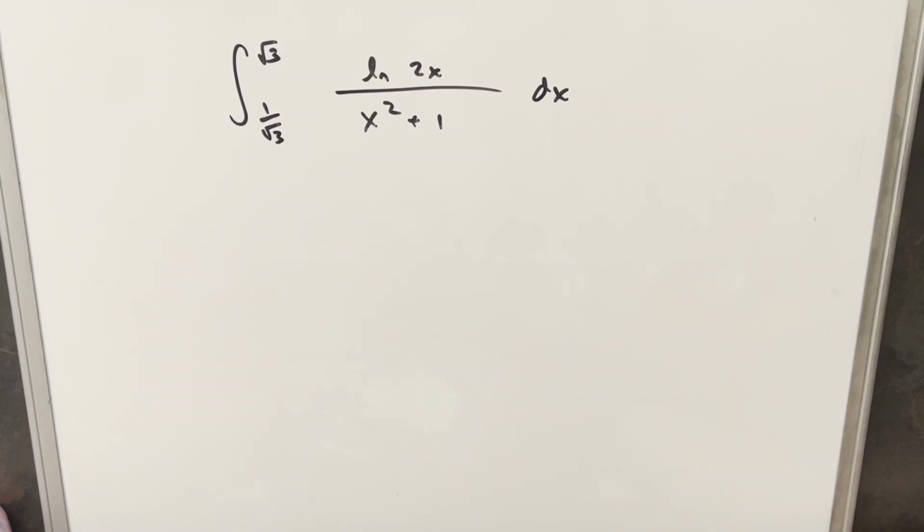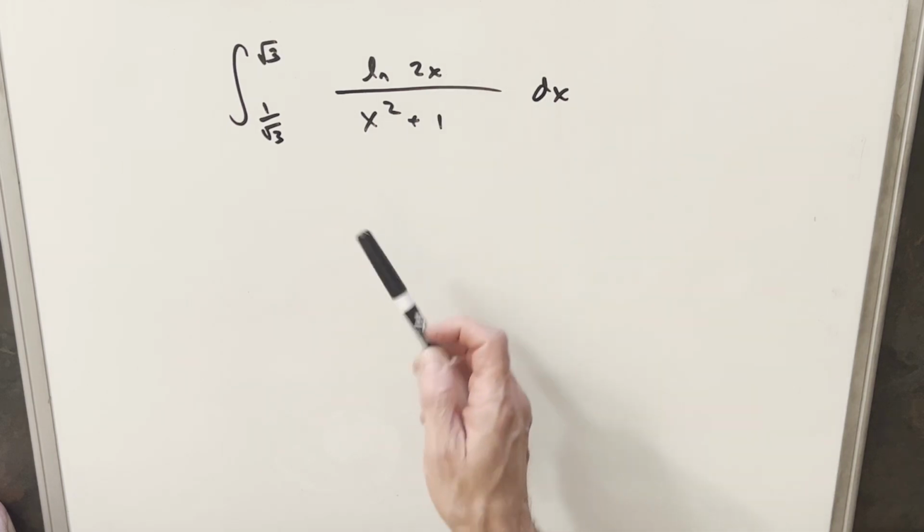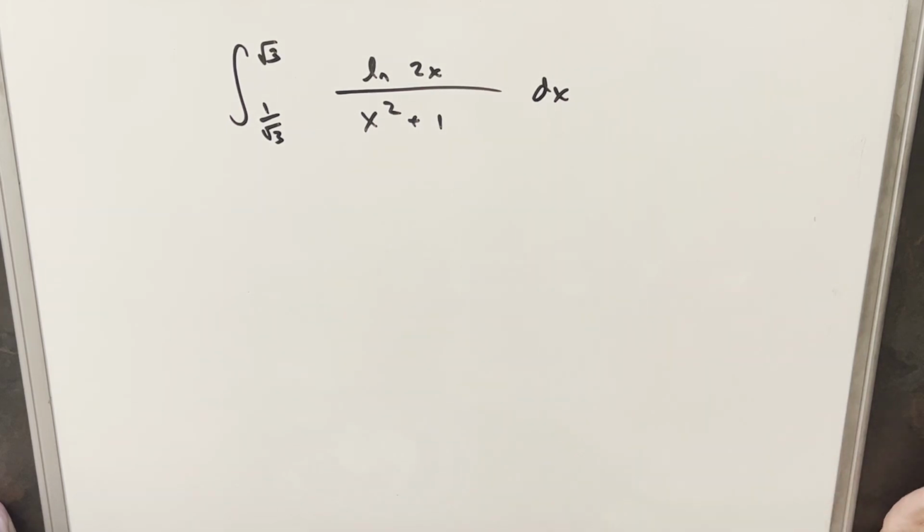Hey, I've got here another interesting integral. We've got the integral from 1 over square root of 3 to square root of 3 of ln 2x over x squared plus 1 dx. It's interesting because natural log and x squared plus 1 don't work that well together. Maybe if it was just an x or just an x squared, but with x squared plus 1, I don't really see a u substitution working that well here.